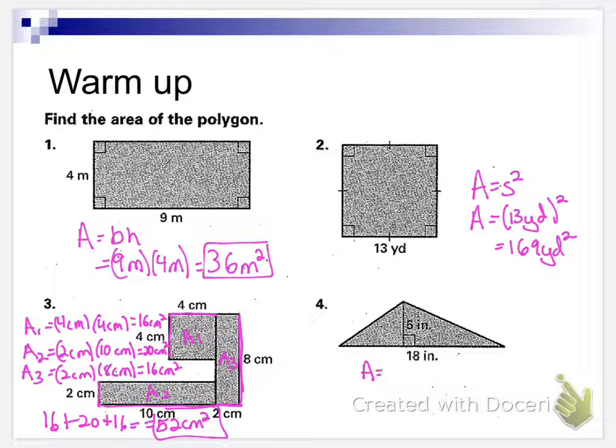Here is a triangle. Area of a triangle is slightly different. Remember, that's 1/2 base times height. So I have 1/2. My base length here is this whole length, 18 inches. And then the height is to the tallest part of the triangle, which is this 5. We see that 1/2 of 18 is 9. So we have 9 times 5, which is 45 inches squared.